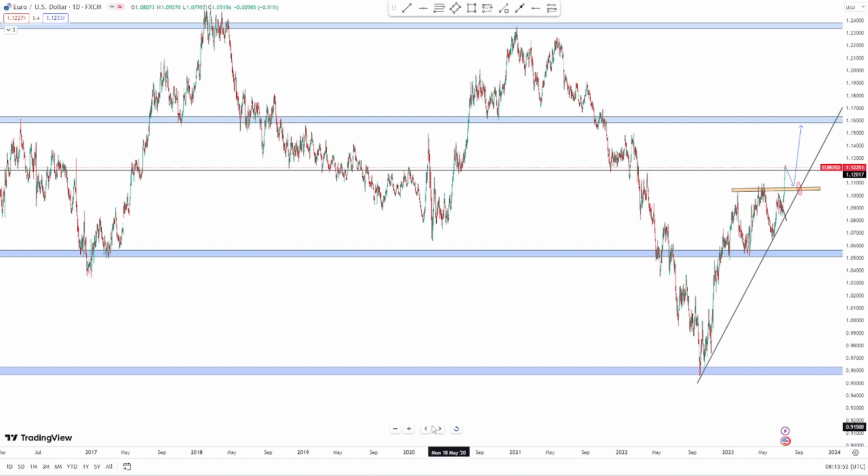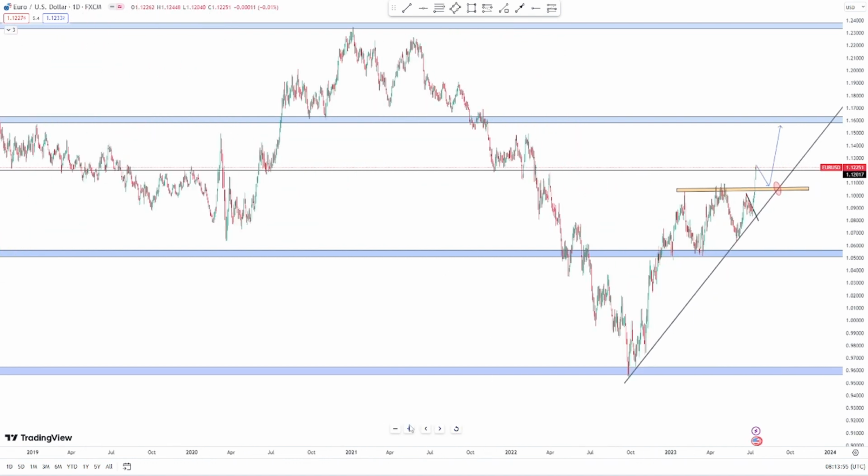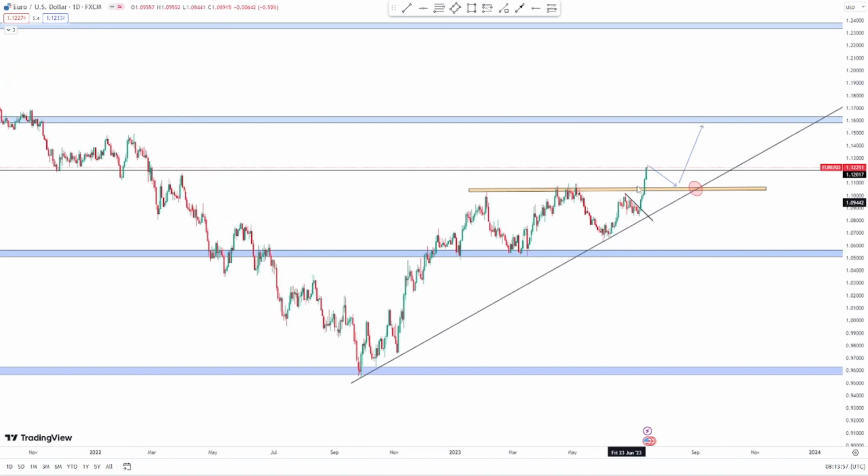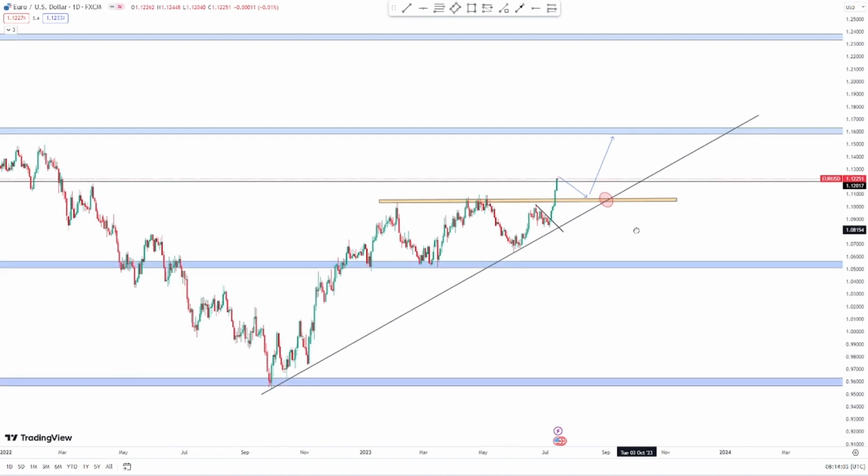That's what we'll be looking for. That's why there's this reaction around this zone. So we pull back into this zone, that will give birth to more buys to the upside.